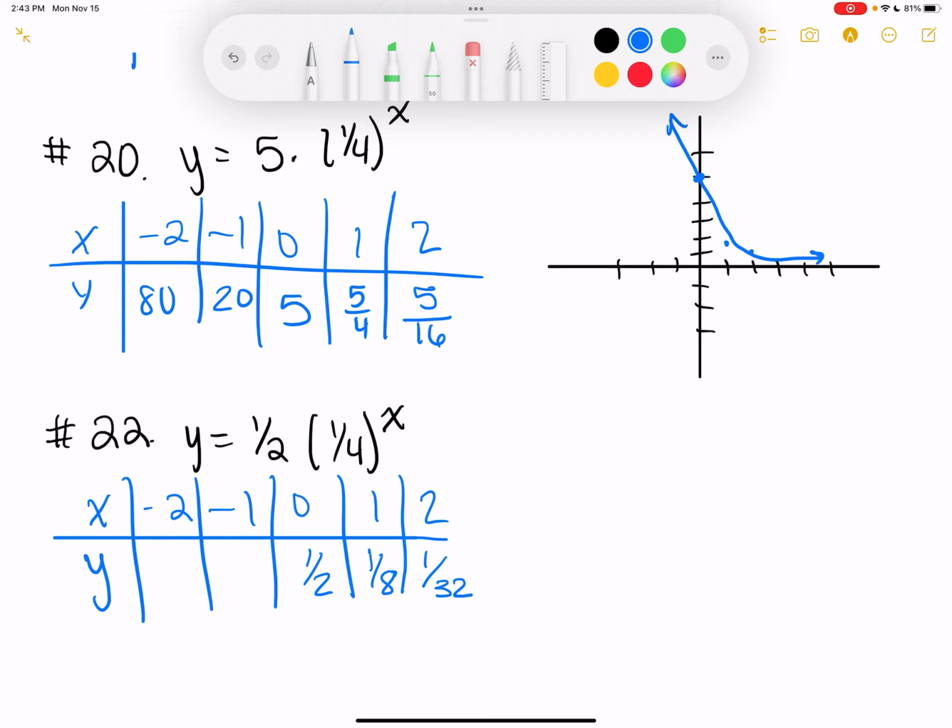At -1, what happens here? Same thing. It flips, so 4 times 1/2 is 2. Okay, at -2, so that gives you what?